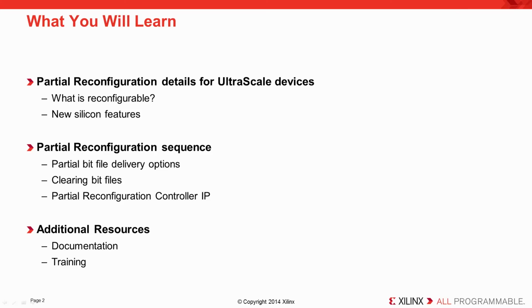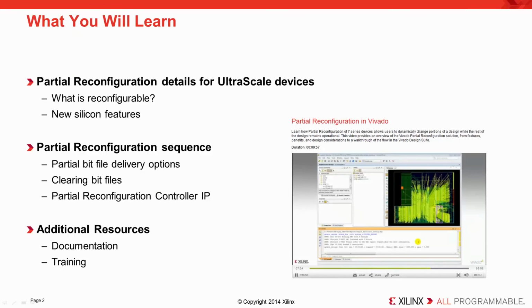I will detail new options and requirements for the reconfiguration process and introduce a new IP for managing partial reconfiguration. Finally, I will give some resources for learning more about PR technology. Note that this video does not cover the partial reconfiguration design flow in Vivado. For more information on the path through the tools, please see the Partial Reconfiguration in Vivado Quick Take video at the link shown here. That video shows the 7 series solution, which has not changed with the introduction of support for UltraScale.